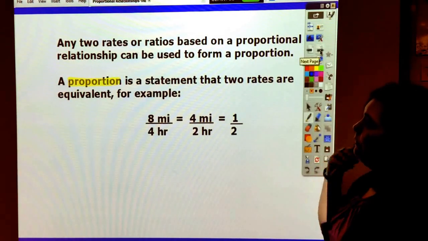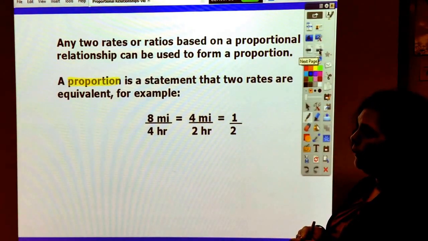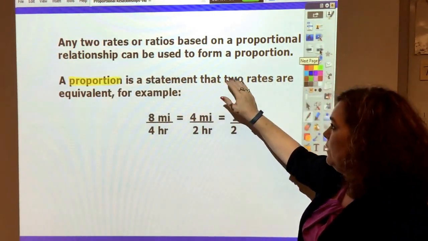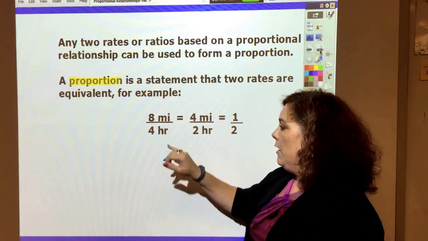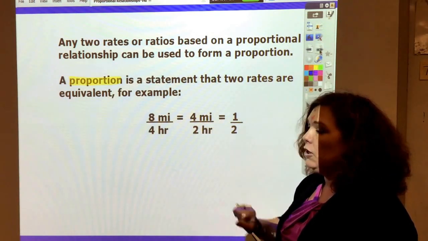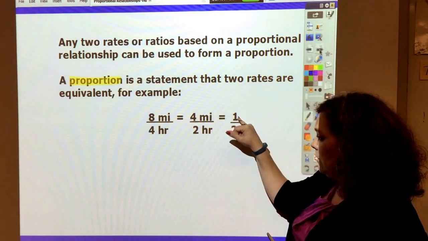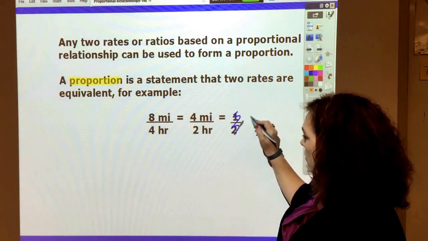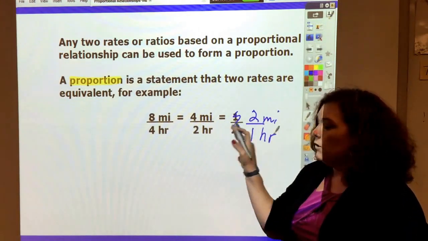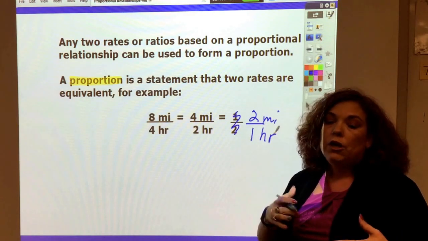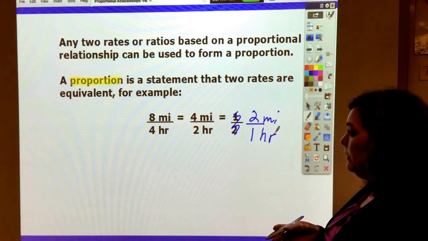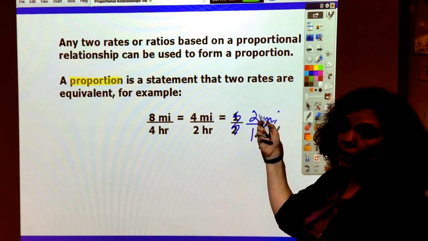Any two rates or ratios based on a proportional relationship can be used to form a proportion. A proportion is a statement that two rates are equivalent. For example, if you can go 8 miles in 4 hours, that is equivalent to 4 miles in 2 hours, and that would be equivalent to 2 miles in 1 hour. So as long as these are equivalent, then it's proportional. You would graph it out, it would work out the same every time. It would be a straight line that would start at 0, 0, because at 0 hours, you wouldn't go any miles.